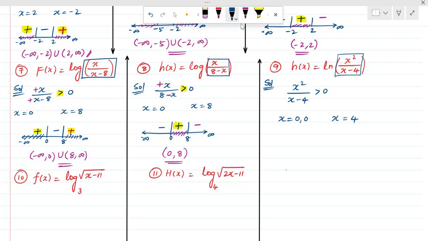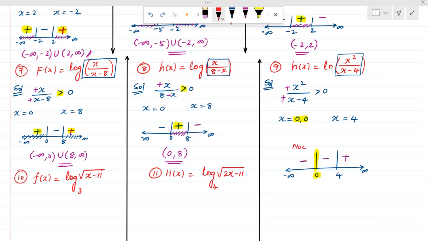Now if you see this one, plus infinity, minus infinity, and here it is 0 and here it is 4. Now when you see the plus with the plus, it is what? Plus, then minus, and here minus. Why is it not changed? Because this value is repeated. Whenever there is a repeated critical value, there is no sign change.